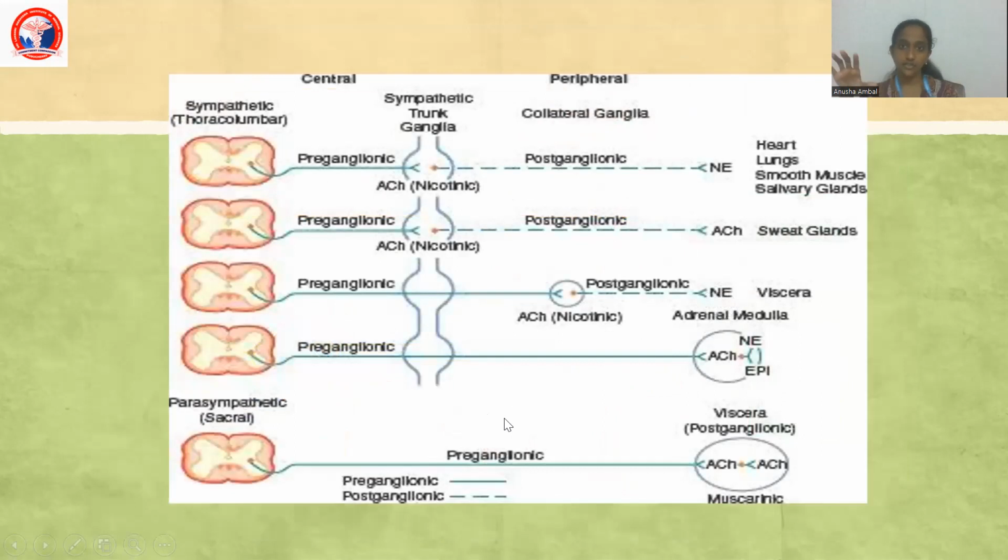Again, all these are different representations of the same concept. By repeatedly going through different diagrams, you can make your points very clear. So your take-home message should be that at least the basic anatomy and physiology should be very strong. So that's why I have given different representations of the same thing.